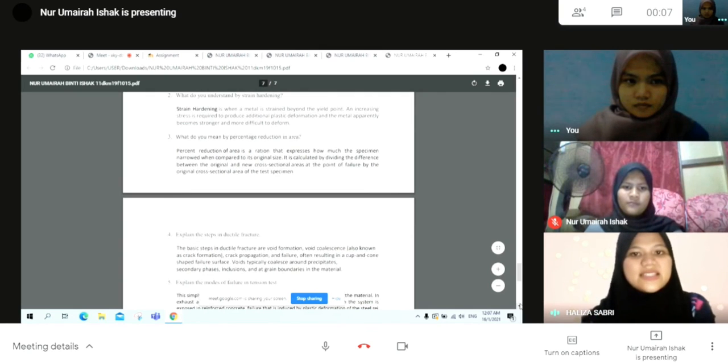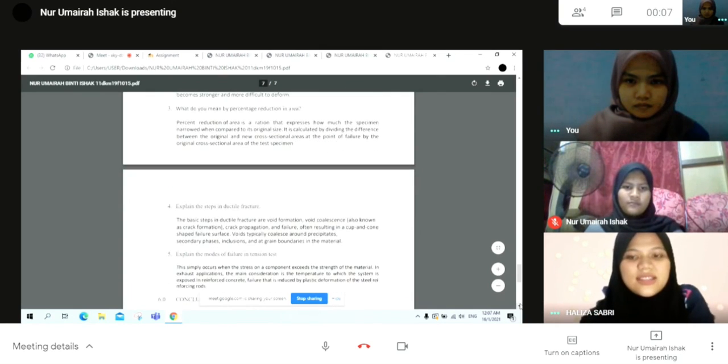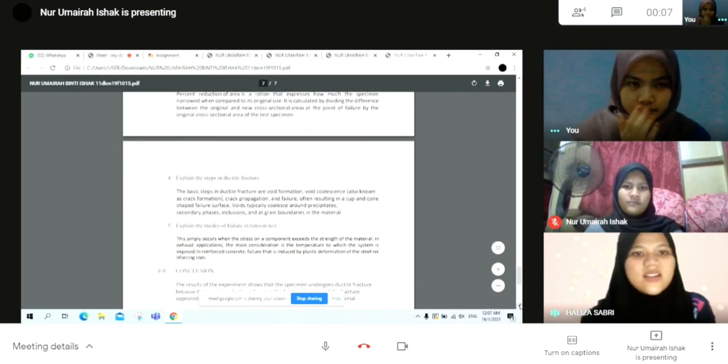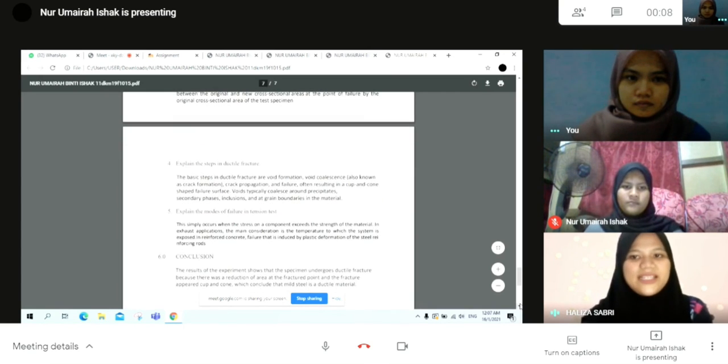Explain the steps in the ductile fracture. The basic steps in ductile fracture are void formation, void coalescence, also known as crack formation, crack propagation, and failure, often resulting in a cup and cone shaped failure surface. Voids typically coalesce around precipitates, secondary phase inclusions at the grain boundaries in the material.